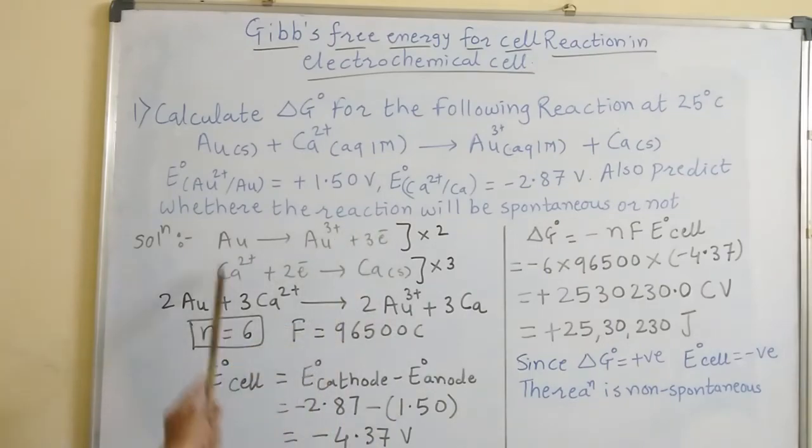Now the total number of electrons transferred in this reaction, that is n, is equal to 6. We have the Faraday value, 96,500 coulomb. Now we have to calculate E naught cell for this reaction. E naught cell is equal to E naught cathode minus E naught anode. So here, minus 2.87 minus 1.50. The value we get for E naught cell is minus 4.37 volt.